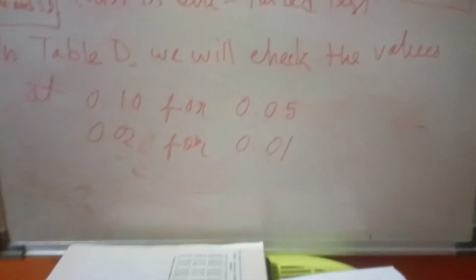You can see in the table that there are 4 columns: 0.10, 0.05, 0.02, 0.01. When it is one tail, we check the value at 0.10 for the 0.05 level and 0.02 for the 0.01 level of significance. Here in this case it is a one-tail test, so we check the value in these columns. The degrees of freedom is 63, so we check the value at 60, which is nearer. It is 1.67 at 0.10, and at 0.02 it is 2.39.